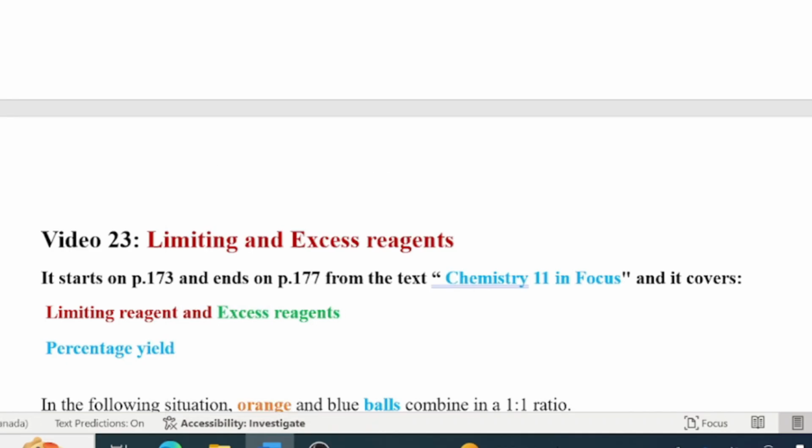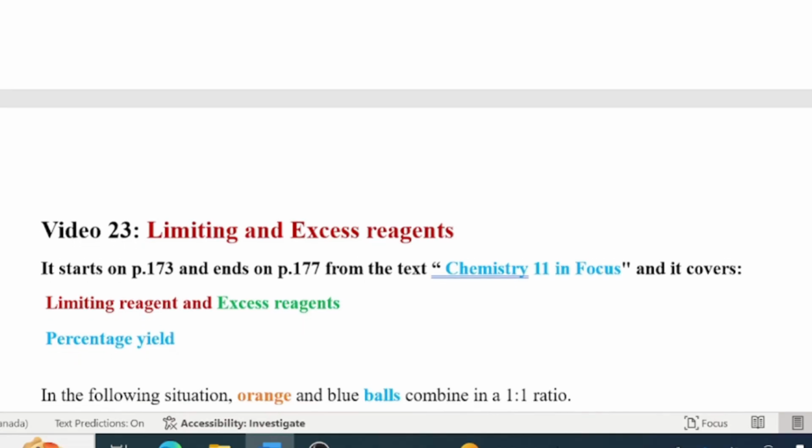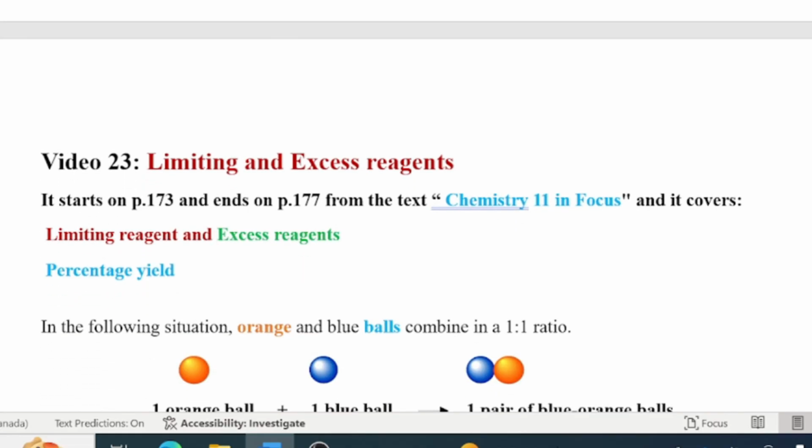Our lesson today deals with excess and limiting reagents in stoichiometry. It starts on page 173 and ends on page 177 from the text Chemistry 11 in Focus. And of course, it deals with calculating limiting reagents and excess reagents in order to find the amount of products that are formed in a chemical reaction where you're provided with a certain amount of reactants.